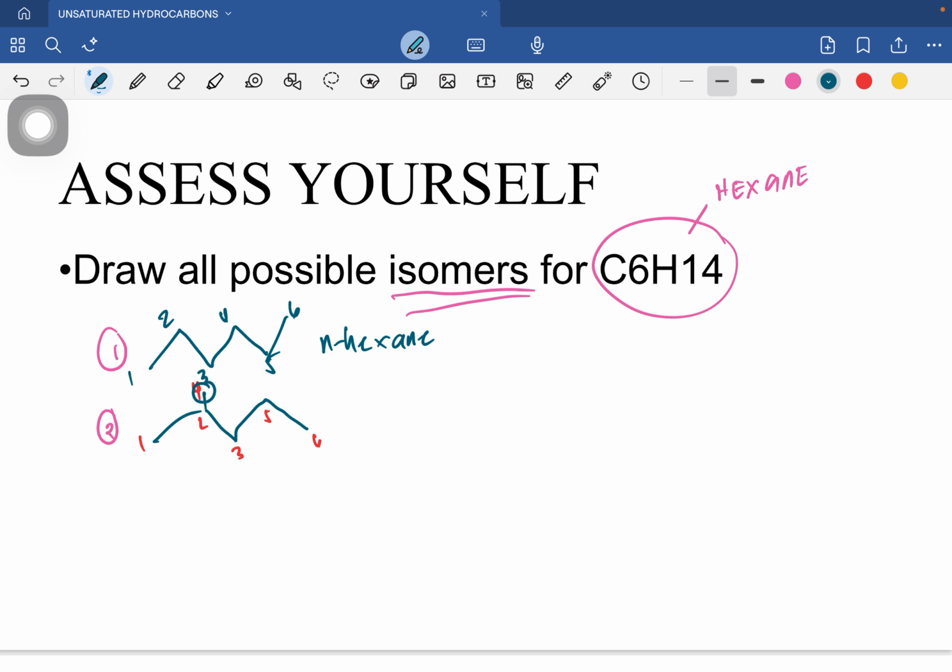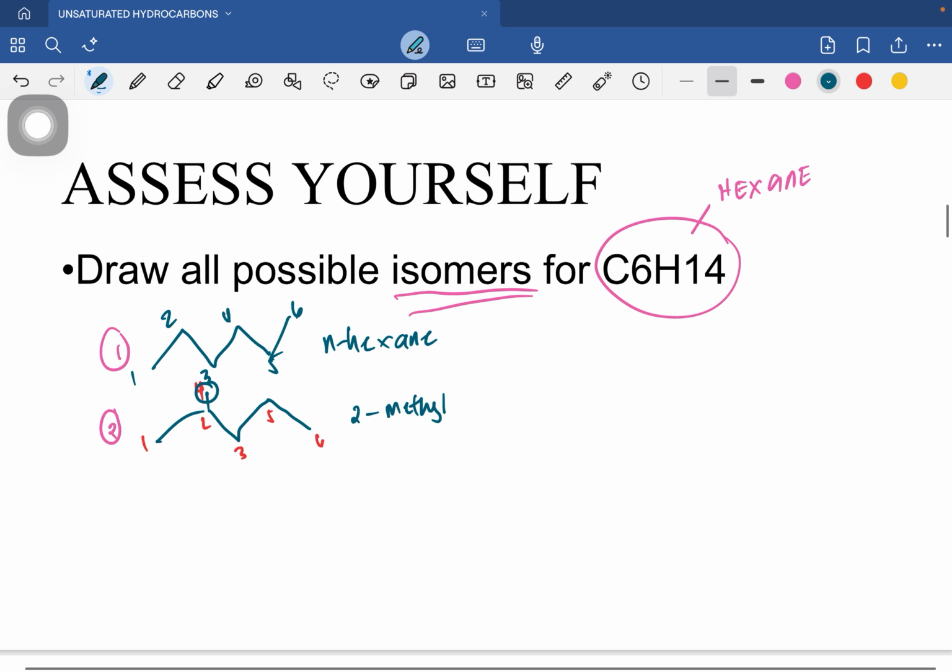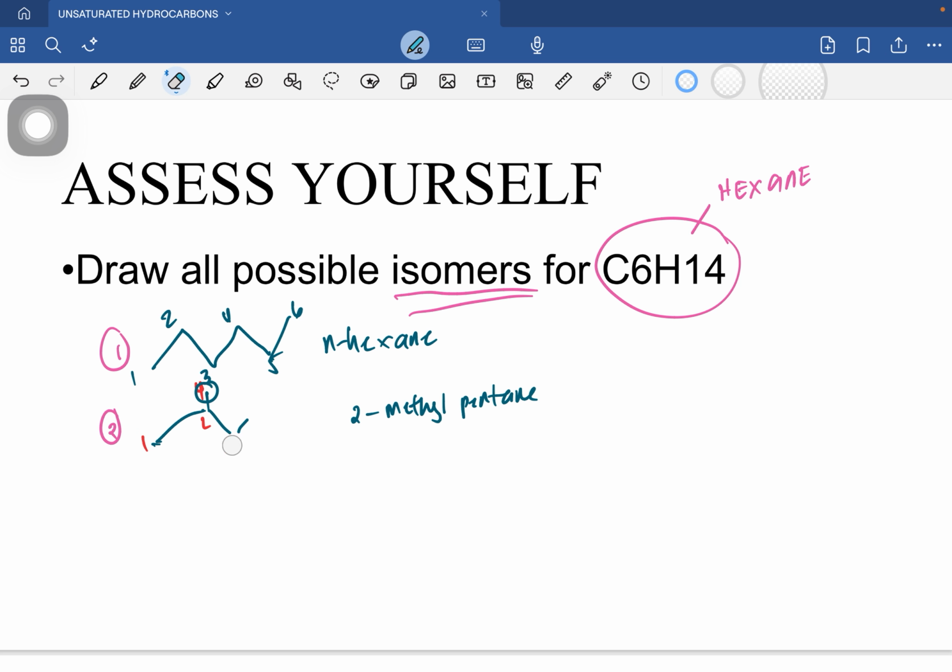So kung mapapansin niyo, there is a methyl group attached to carbon number 2. So the name for this compound would be 2, and the name of the attached substituent, which is methyl, and then the name of the parent chain is 1, 2, 3, 4, 5. Okay, so 2-methyl pentane. Okay, that's how you can name it.